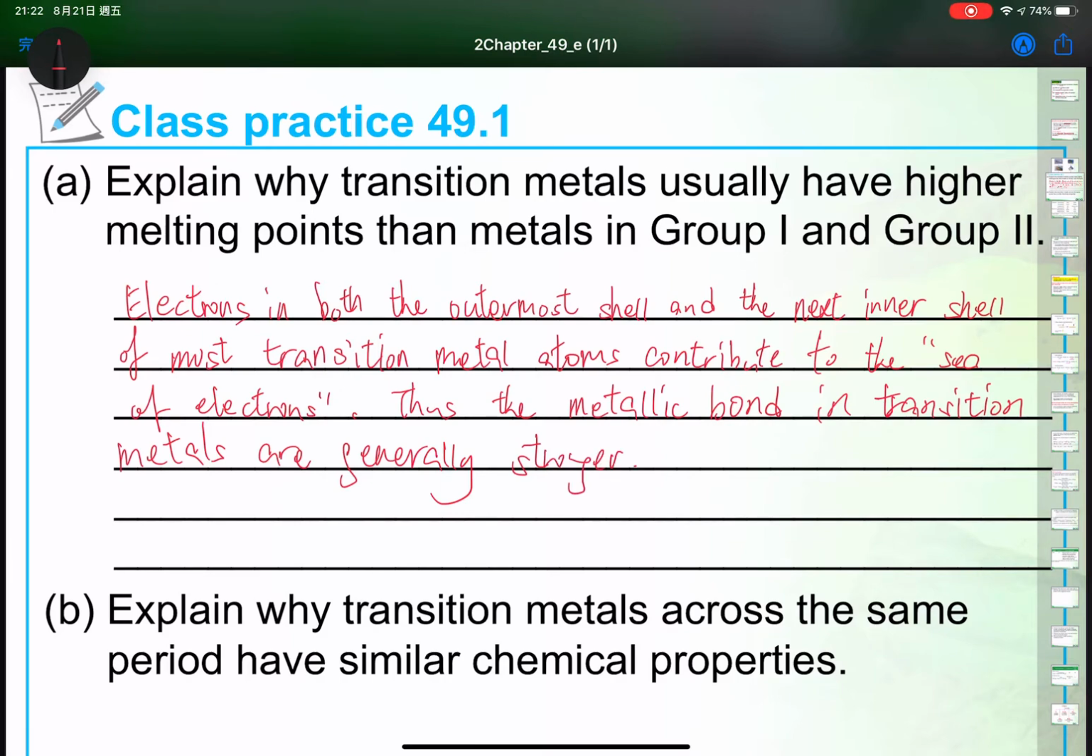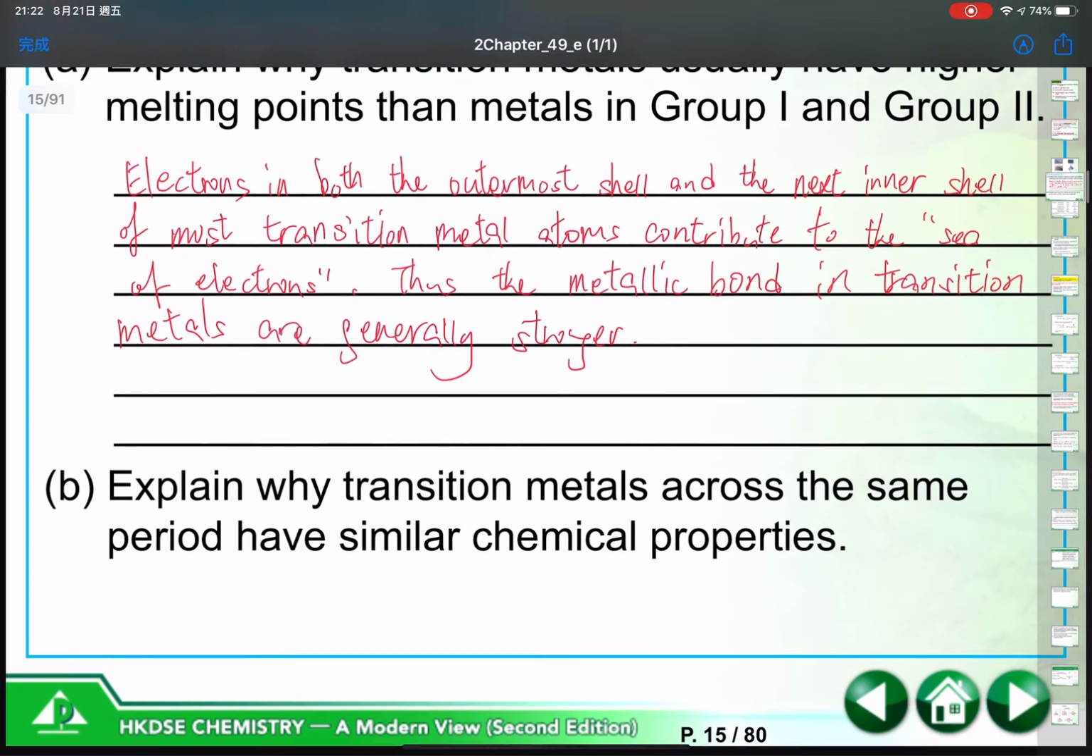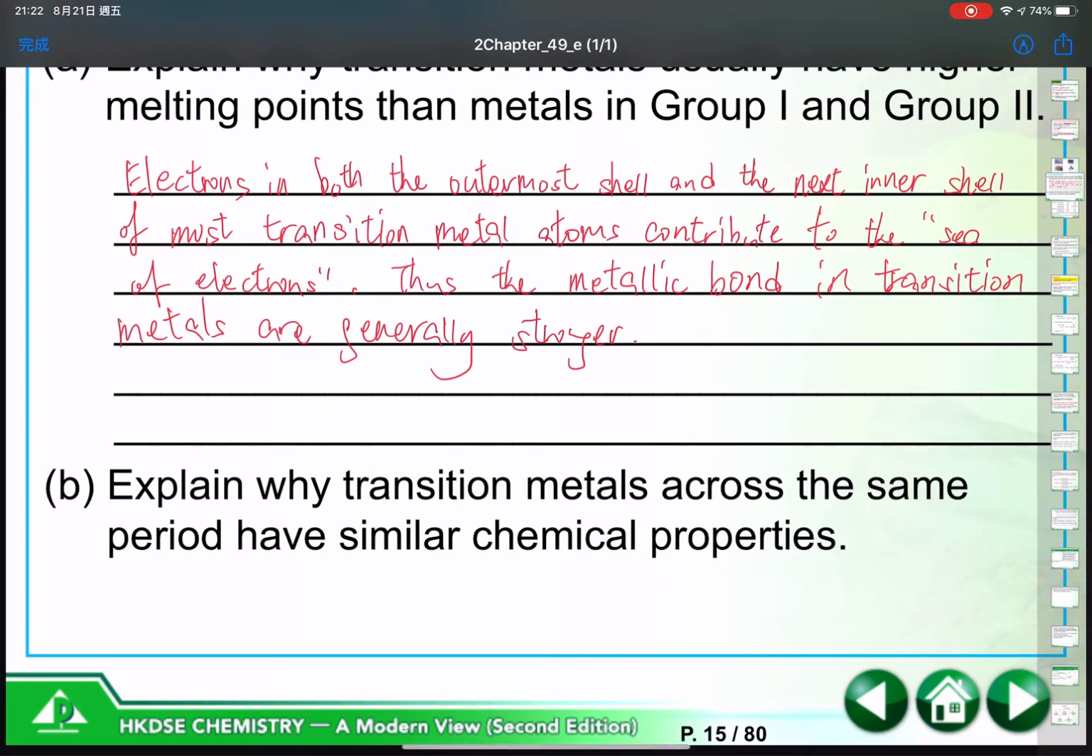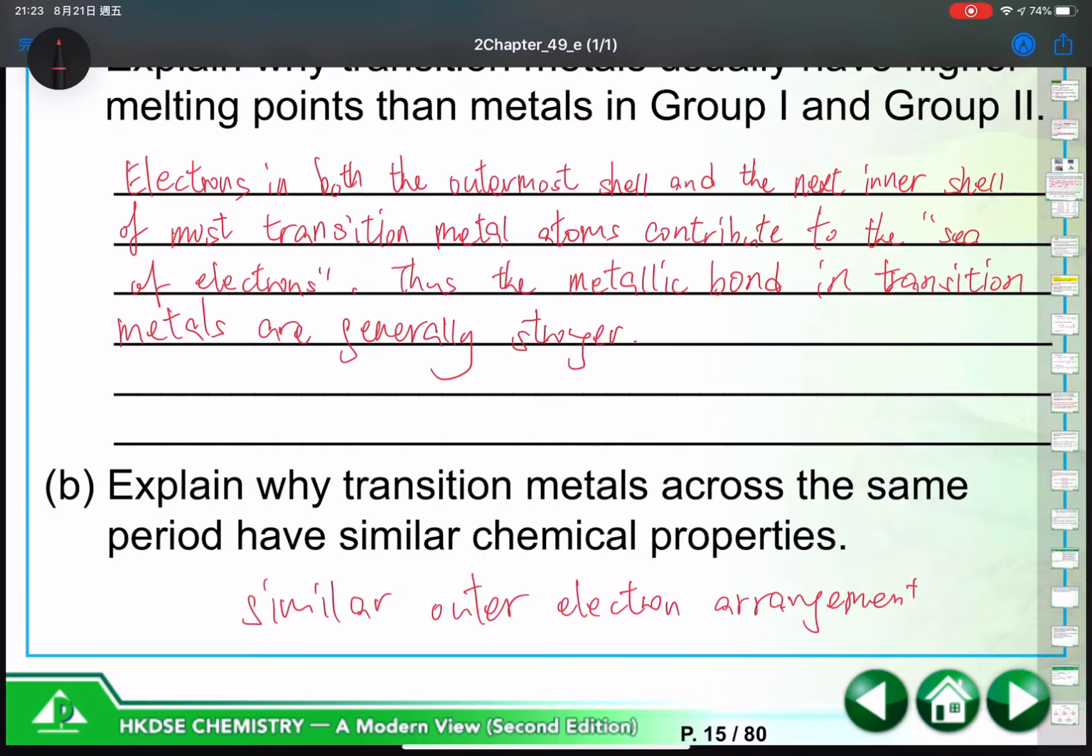Explain why transition metals across the same period have similar chemical properties. Because they have similar outer electron arrangement. So if you want to copy the answer, just stop the video, you can continue.